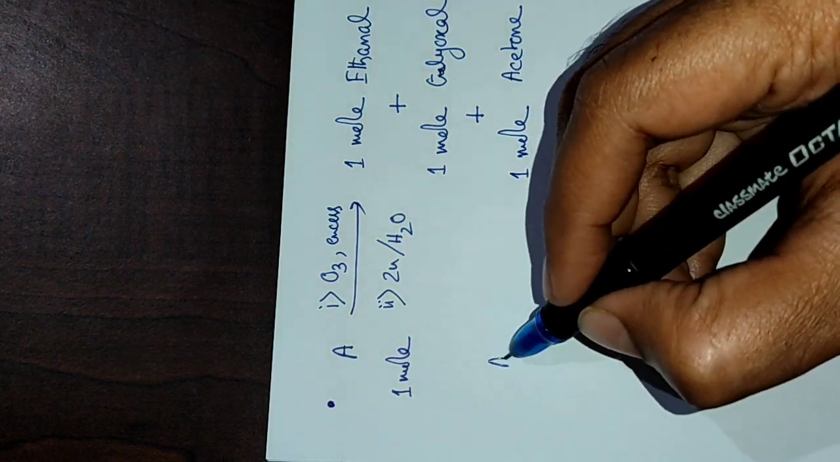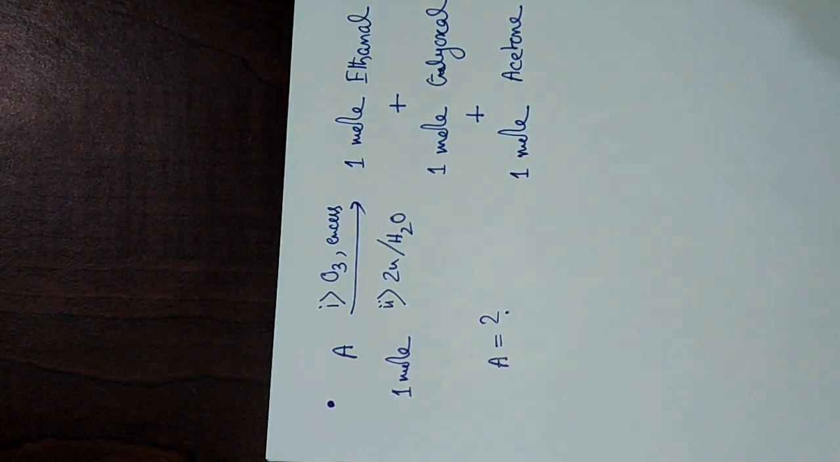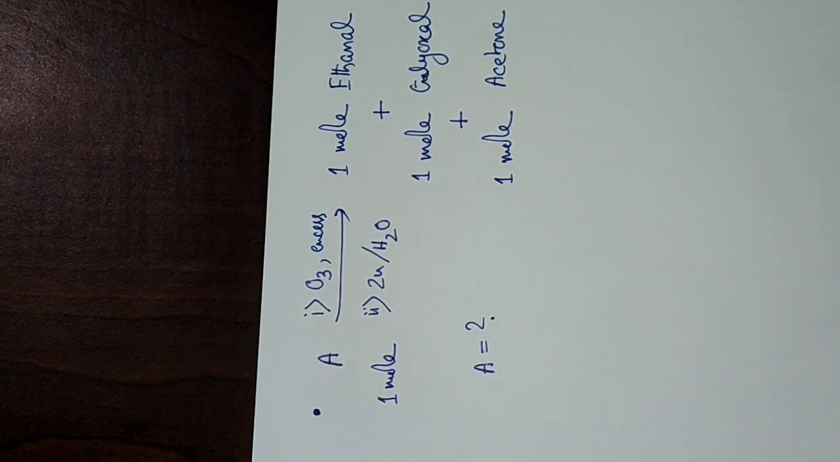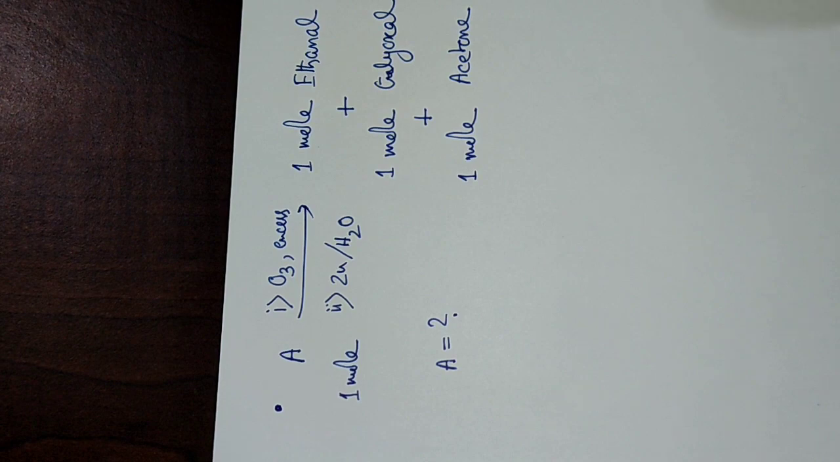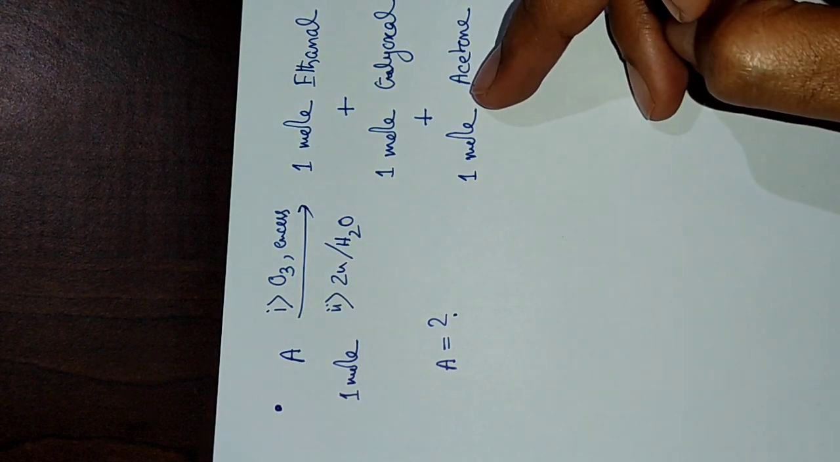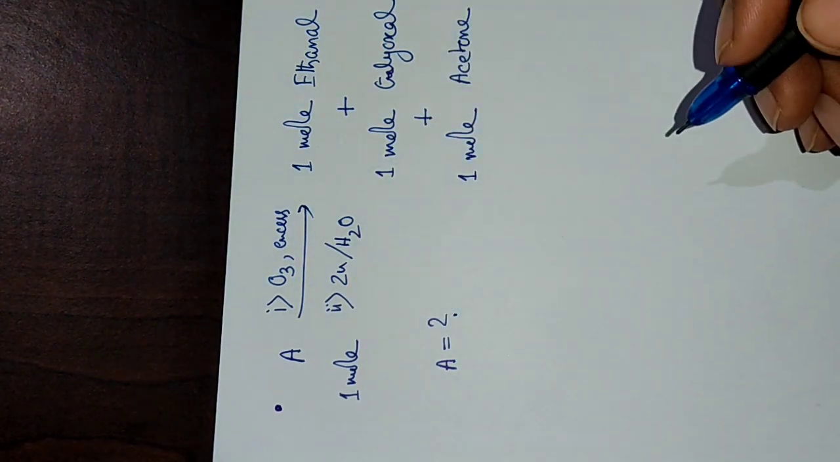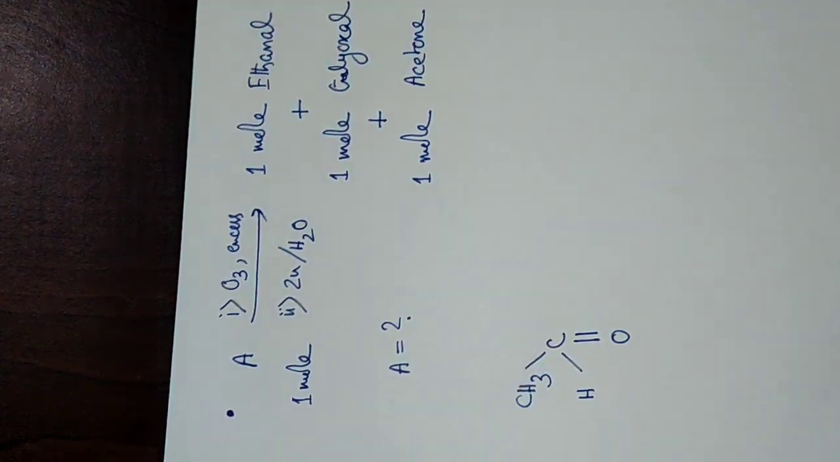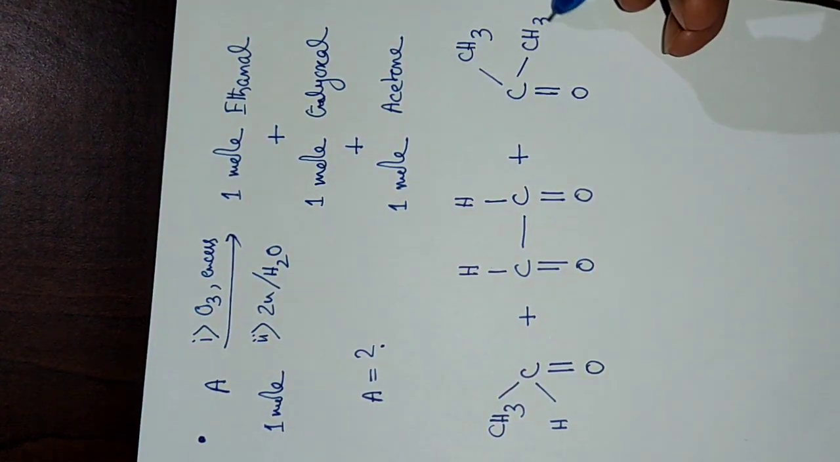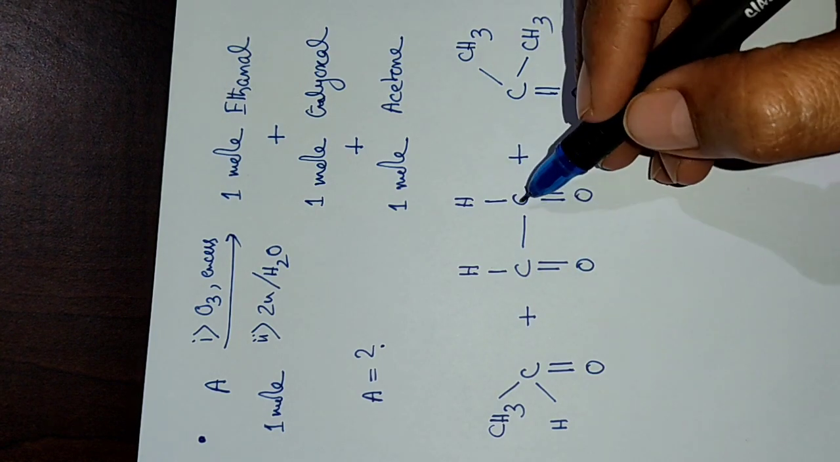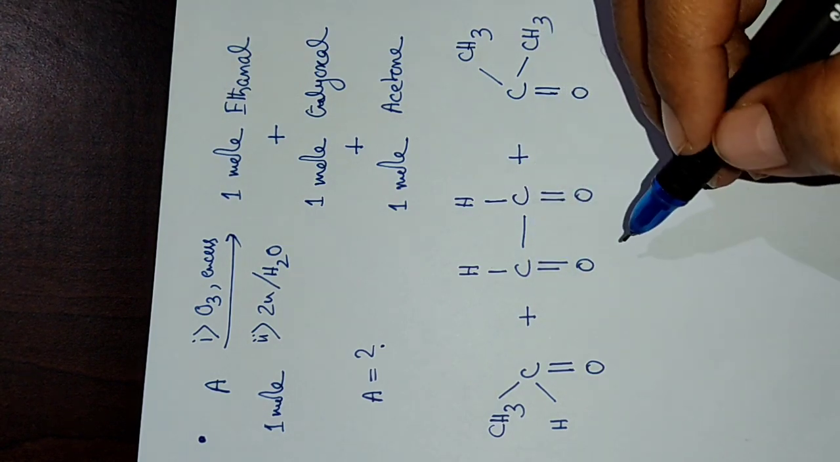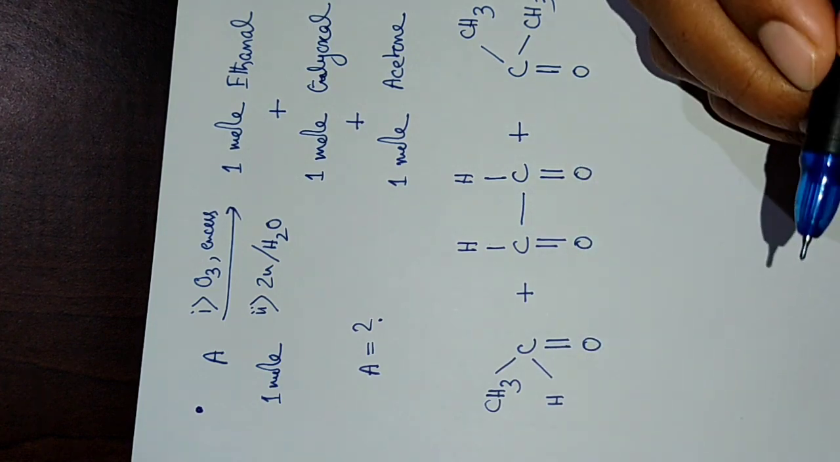We have to find A. Now this is a retrosynthesis, since we are starting from product and we will predict the reactant. So this is acetone, this is glyoxal, means ethane-1,2-dial, and this is ethanal.